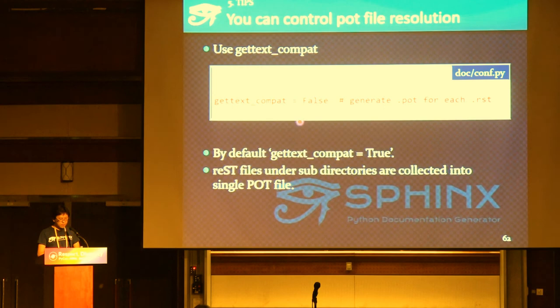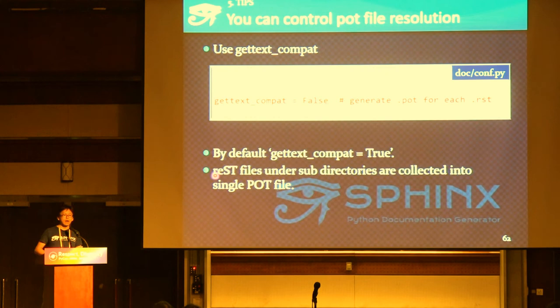The next tip is that you can control POT file resolution. By default, the gettext_compact configuration value is true. And in this case, reStructuredText files in the subdirectories are collected into single POT files.